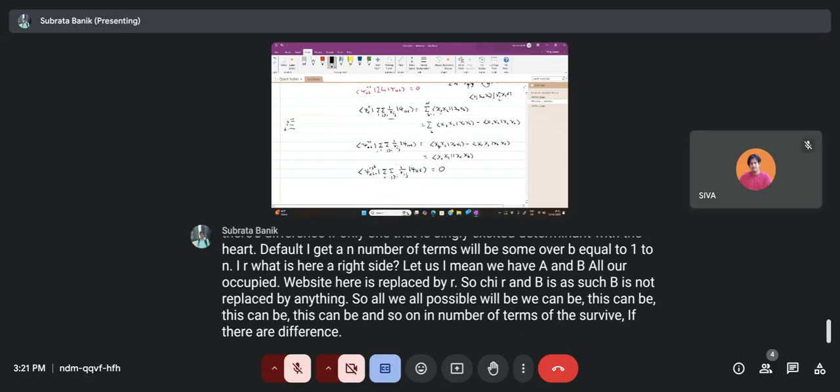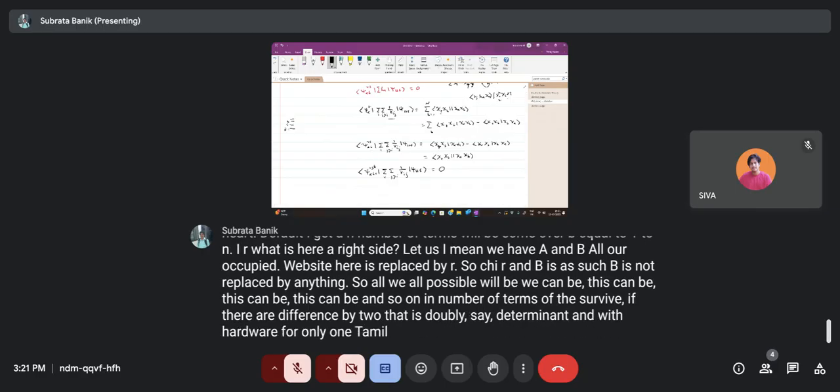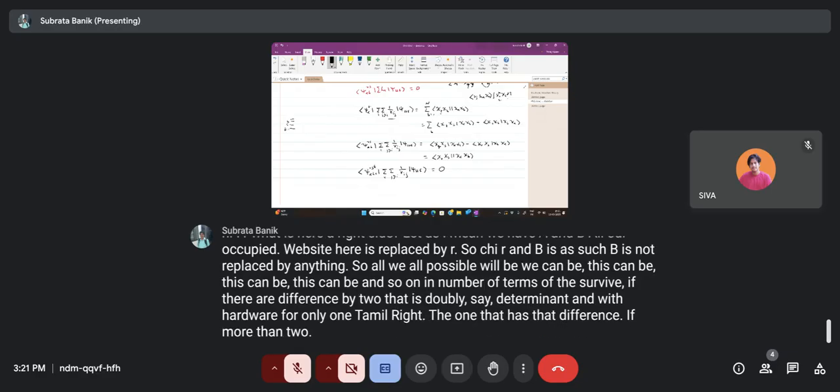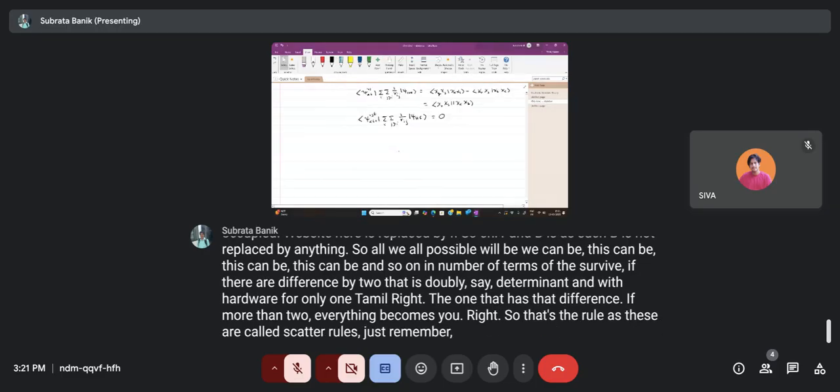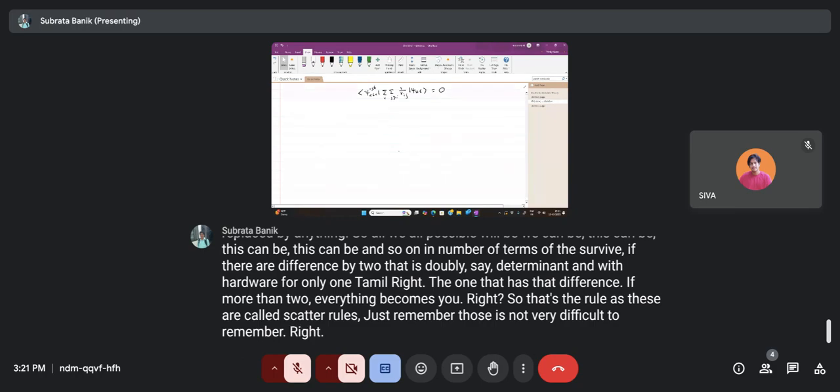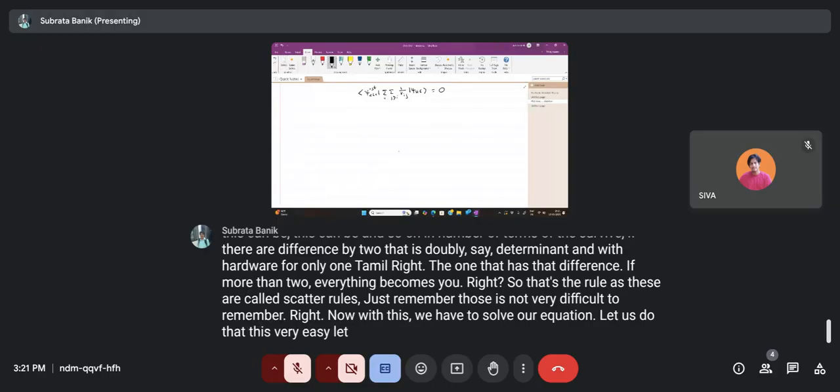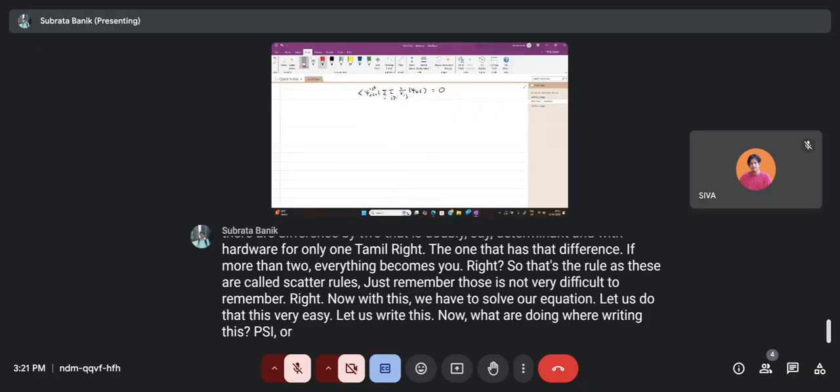If there is a difference by two, that is a doubly excited determinant with Hartree-Fock, only one term will survive, the one that has the difference. If more than two, everything will become zero. So that's the rule. These are called Slater rules. Just remember those. It's not very difficult to remember. Now with this, we have to solve our equation. Let us do that. That's very easy. Let us write this. Now what we're doing, we're writing H of psi_CI equal to E of psi_CI.